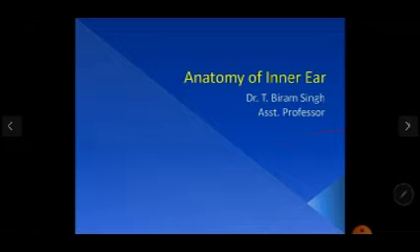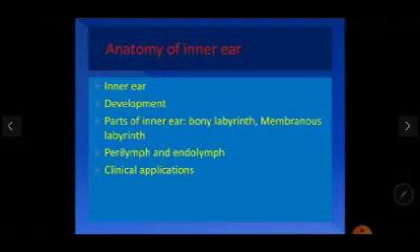So, as you know, by the time this discussion is over, you have to know a little bit about the inner ear, the mechanisms of the embryological development, the bony labyrinth and membranous labyrinth, the different parts, a little bit of the sensory organs, then perilymph and endolymph, and a little bit of the clinical applications.